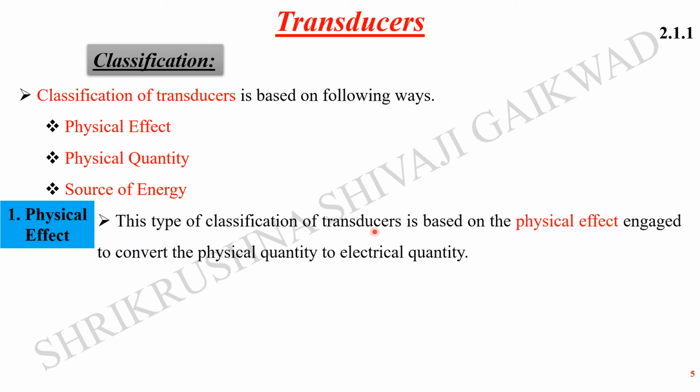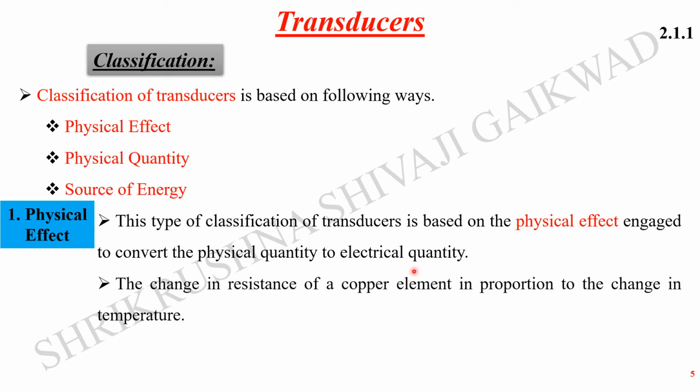This type of classification of the transducer is based on the physical effects engaged to convert the physical quantity to the electrical quantity. So the physical quantity will be converted into the electrical, and in most of the transducers the physical quantity is converted into the electrical signal only. Most of the cases, not every case. For example, the change in the resistance of the copper element in proportion to the changes in the temperature.